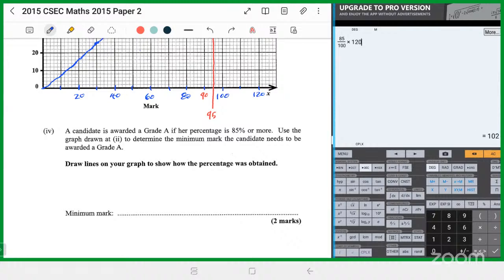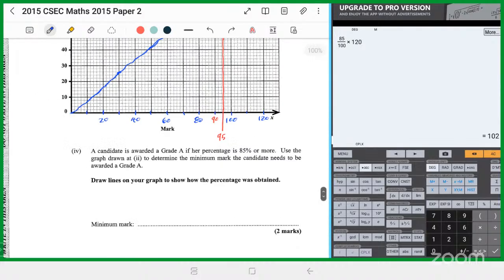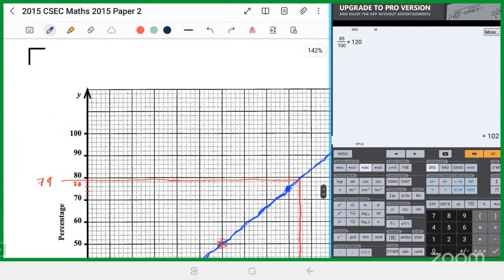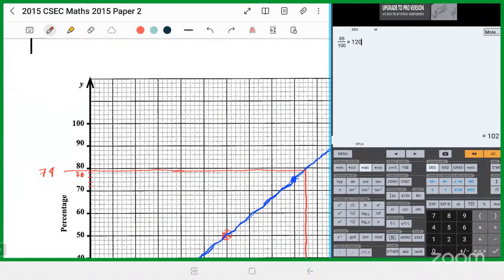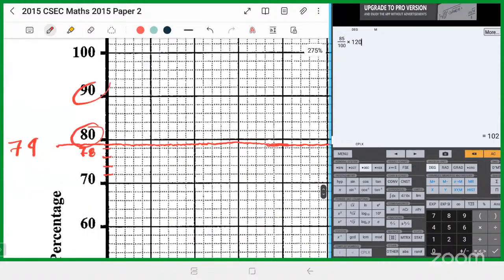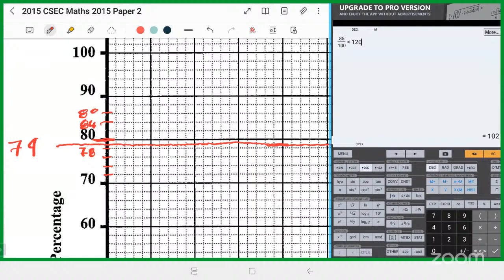So we know the answer is 102, but let's see what the graph gives us. So we need 85%. Come over on the graph now. We're searching for 85%. 85% is right between the 80 and the 90. So it's 80 right here, 82, 84, 86, 88. This is 84 and this is 86, so right in between here is 85. That's the halfway mark of the interval between 80 and 90. So this is your 85 now.